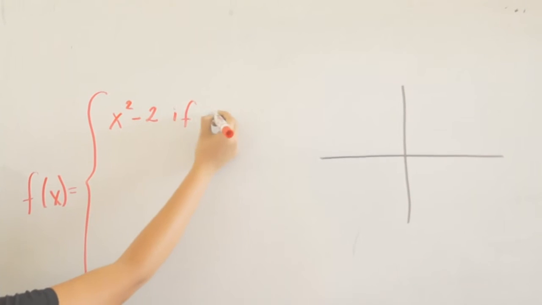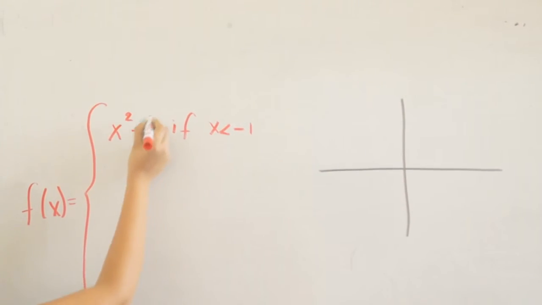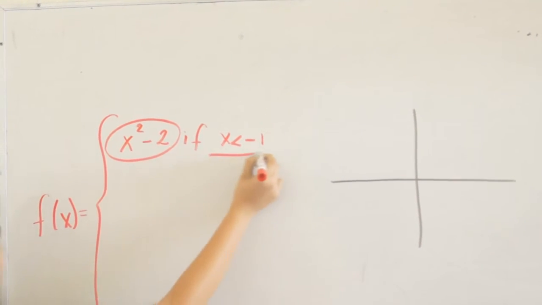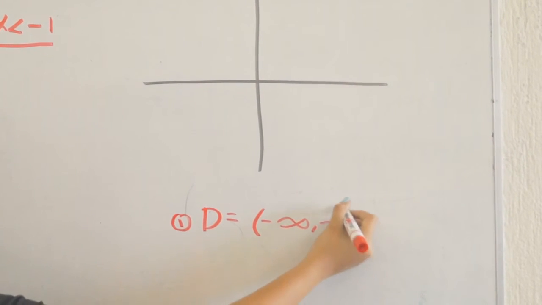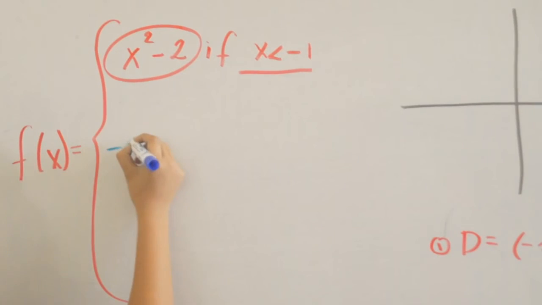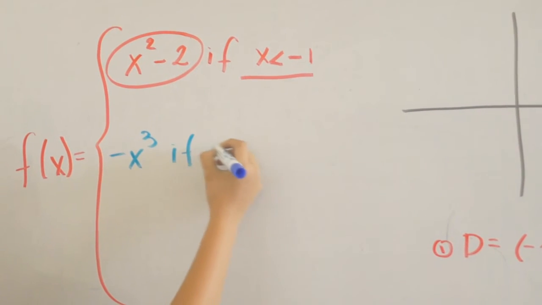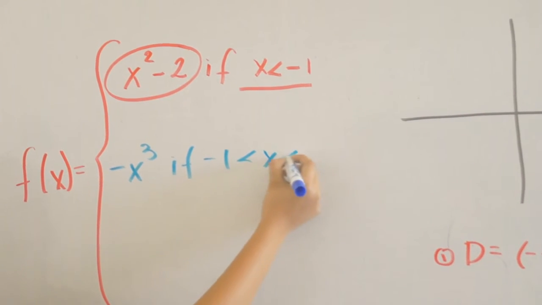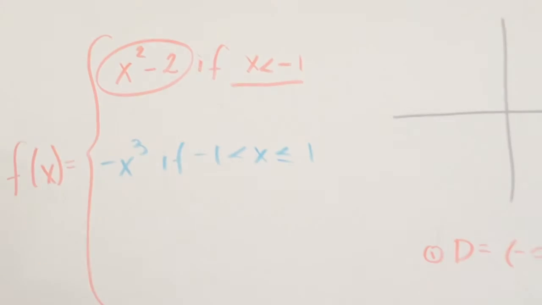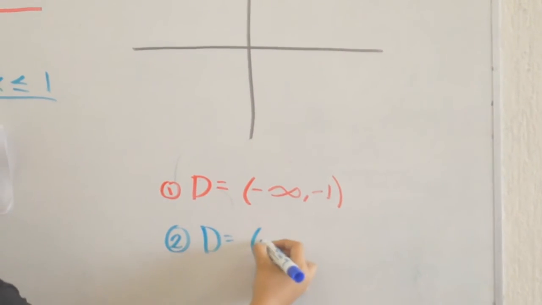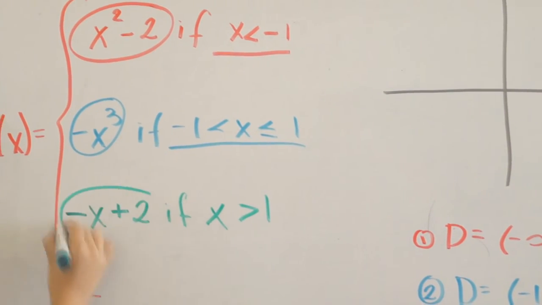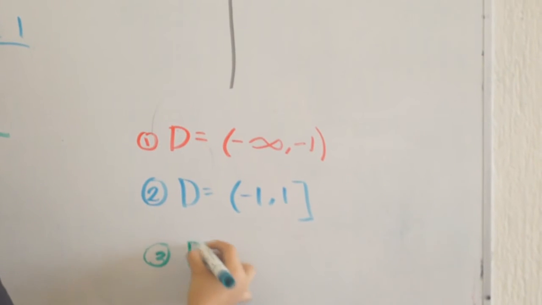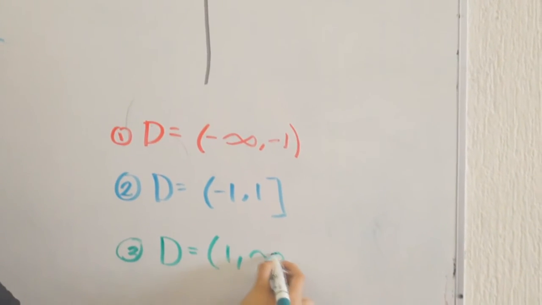in this example, the first is a quadratic equation, x squared minus 2, when x is smaller than -1, so its domain will be -infinity to -1 not included. The second equation is a cubic equation, minus x cubed, when x is greater than -1 and less or equal to 1, so its domain will be -1 not included to 1 included. Finally, the third one is the linear equation, minus x plus 2, when x is greater than 1, so its domain will be 1 not included to positive infinity.